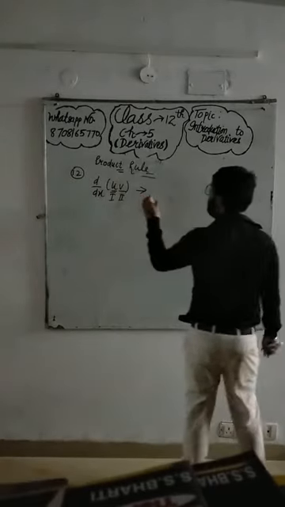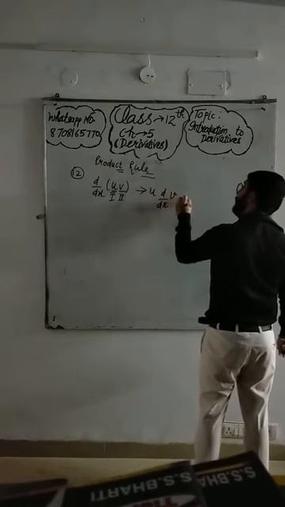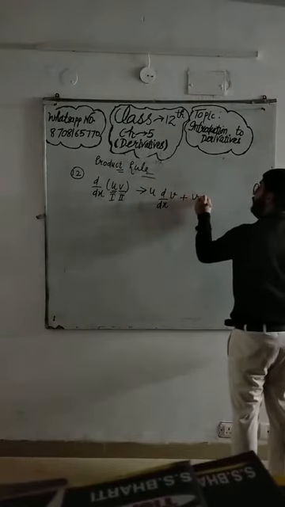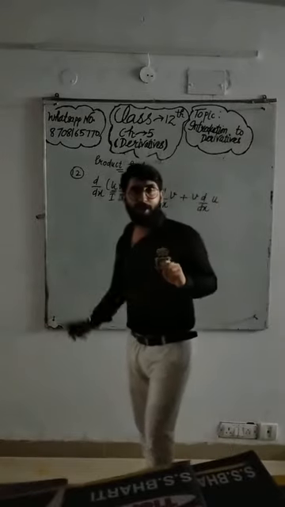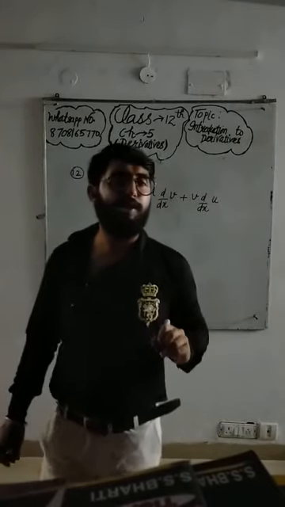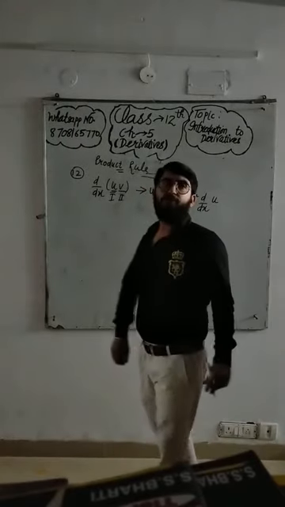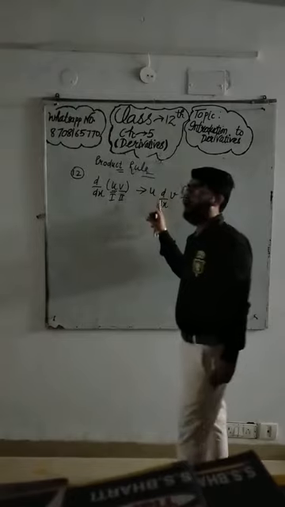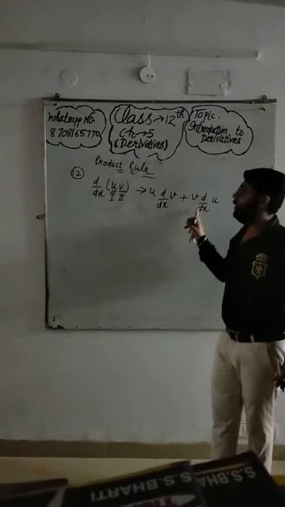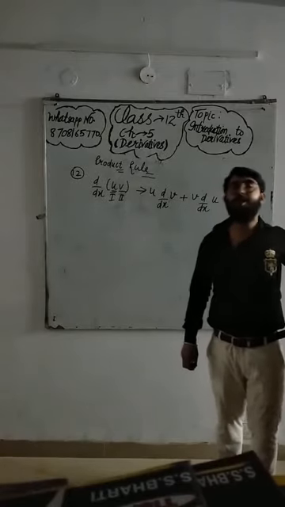What does the product rule say? First into derivative of second plus second into derivative of first. That is, u into derivative of v plus v into derivative of u. Clear? This was the product rule.